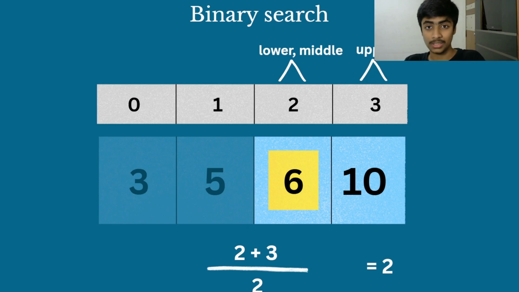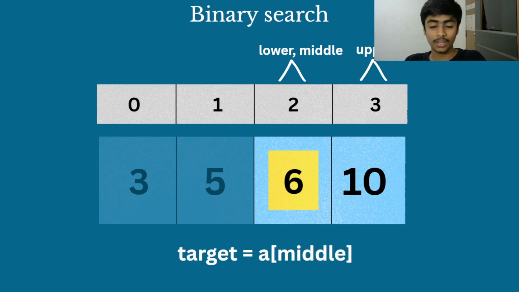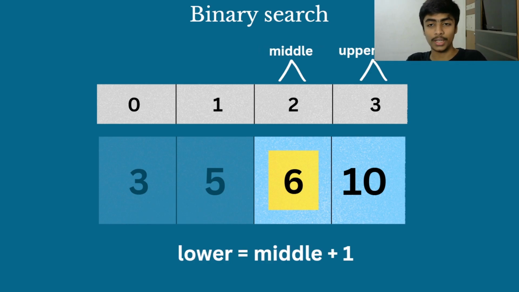We're again going to repeat the same process. We're going to check if the target value is equal to this middle element. If it isn't, we're going to check if the target value is greater than the middle element. And we know that if the target value is greater than the middle element, it must be somewhere to the right of the middle element. So we're going to shift the lower limit again. Our lower is going to be the middle index plus 1.